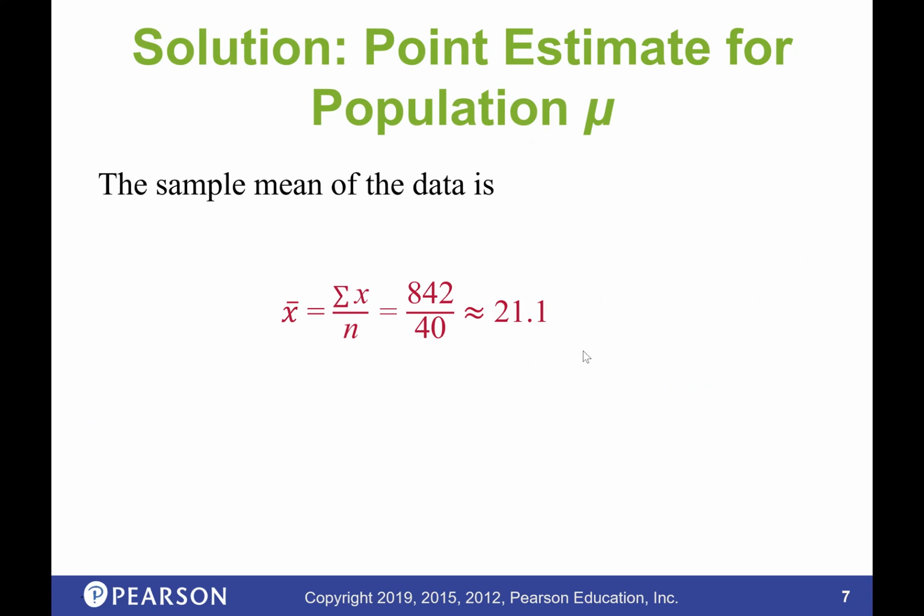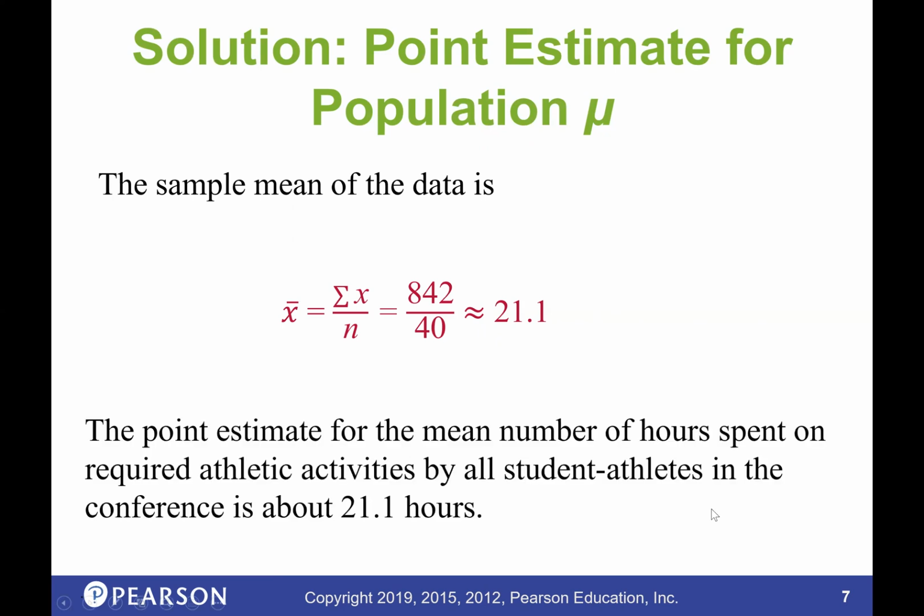We're trying to give an estimate for all of the student athletes in all the sports in all of the United States. That's what we're trying to do. But what we did is we just got a group of 40. We figured out at least their average, and their average is 21.1. So at least we have something. The point estimate for the mean number of hours spent on required athletic activities by all student athletes in the conference is 21.1 hours. Okay, we're good there. At least we got something.